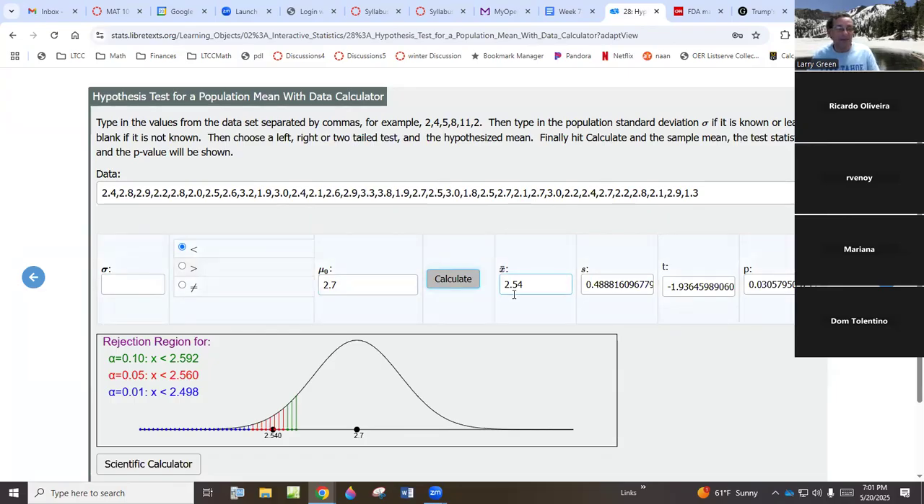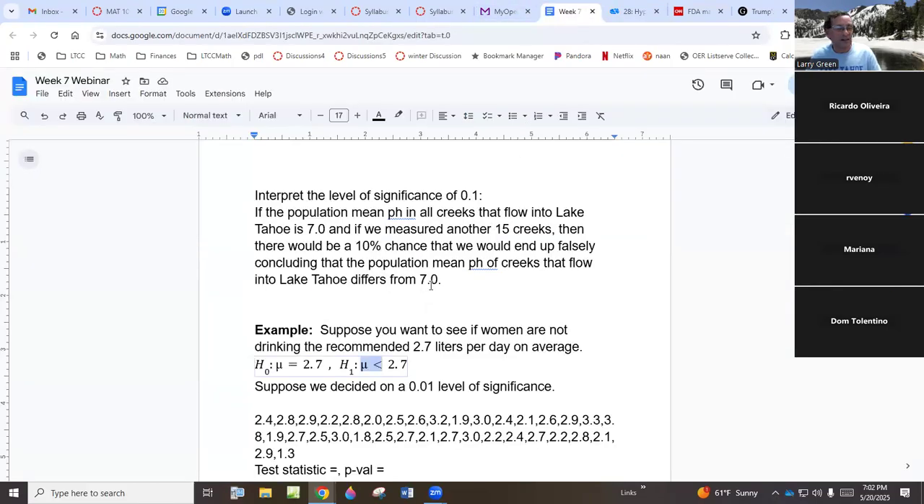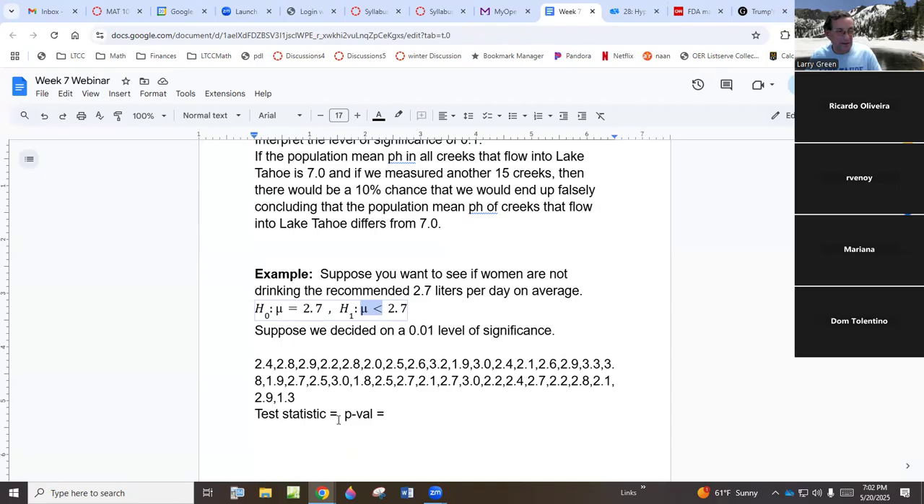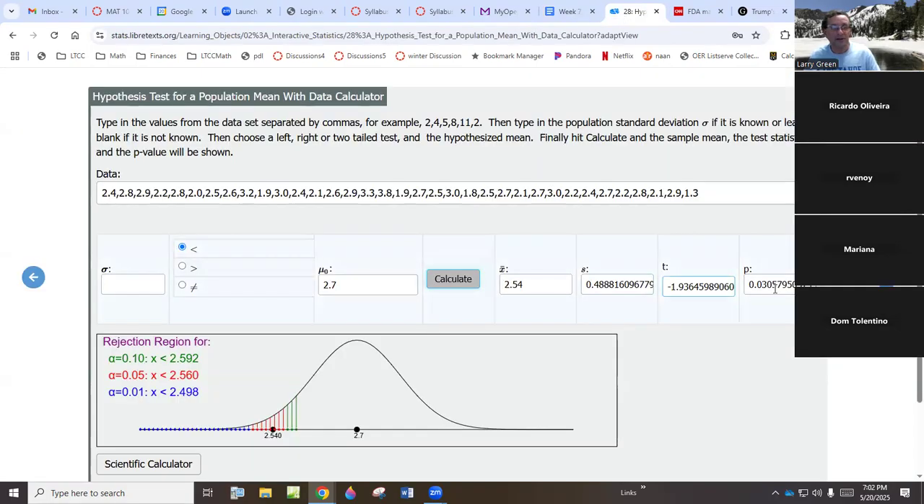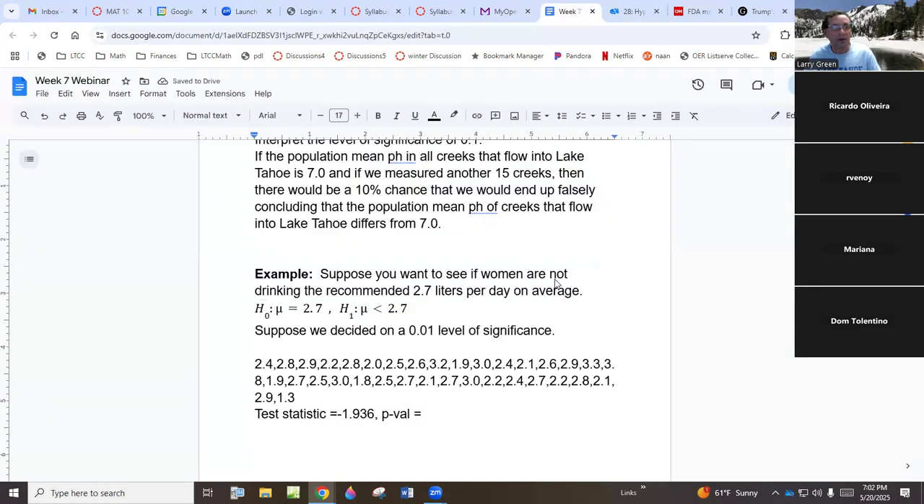What I get is our X bar was 2.54. That's our sample mean. Our S, sample standard deviation, was 0.4888 or so. Our T, the test statistic, is negative 1.936. And the p-value was 0.3058, rounded.